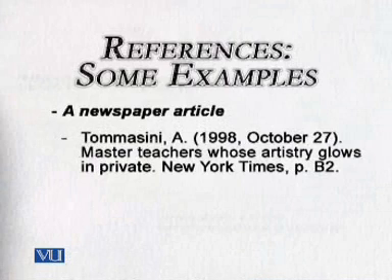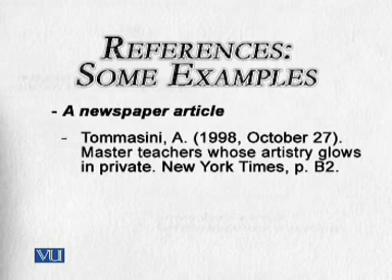The first one is, again, the author's name, in brackets the date of its printing. Then comes the article's full name, master teachers whose artistry glows in private. Next is the New York Times. This is the newspaper's name only. The place of publication, we haven't mentioned. And then comes what? The page number, B2. Now, P stands for page, of course.